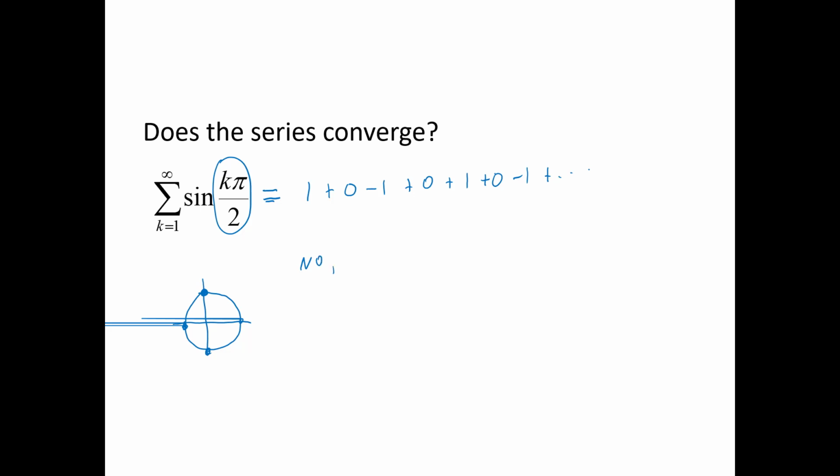No. The limit as k approaches infinity of the sine of k pi over 2 does not equal 0, right? The limit does not exist. And since the limit doesn't exist, it doesn't equal 0. So if you can show that the terms do not go to 0, then you know that your series diverges. And that's what's going on with this one. But just because your terms go to 0 does not mean that your series converges. The harmonic series tells us that.